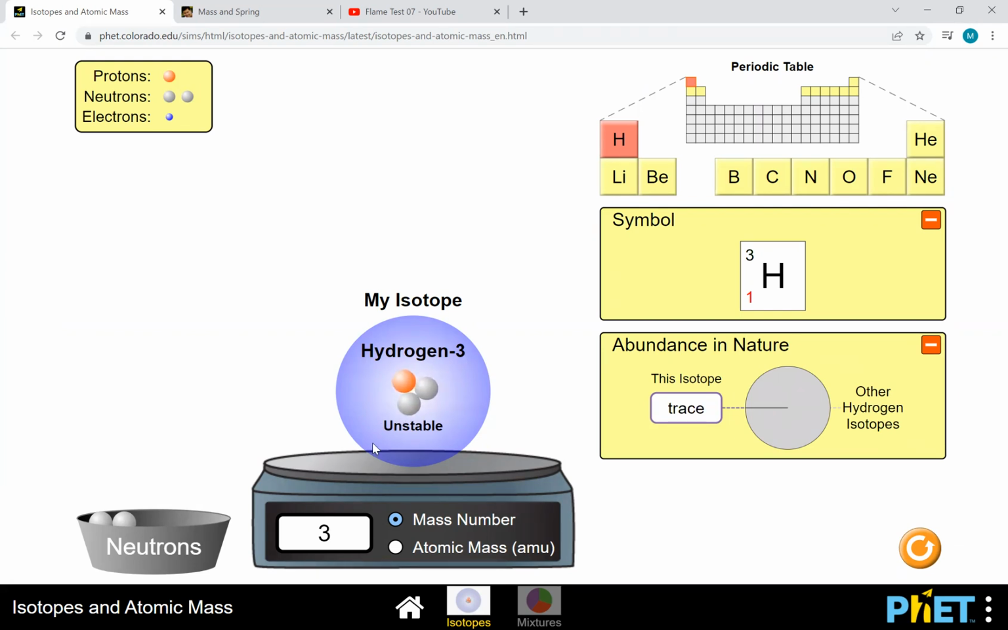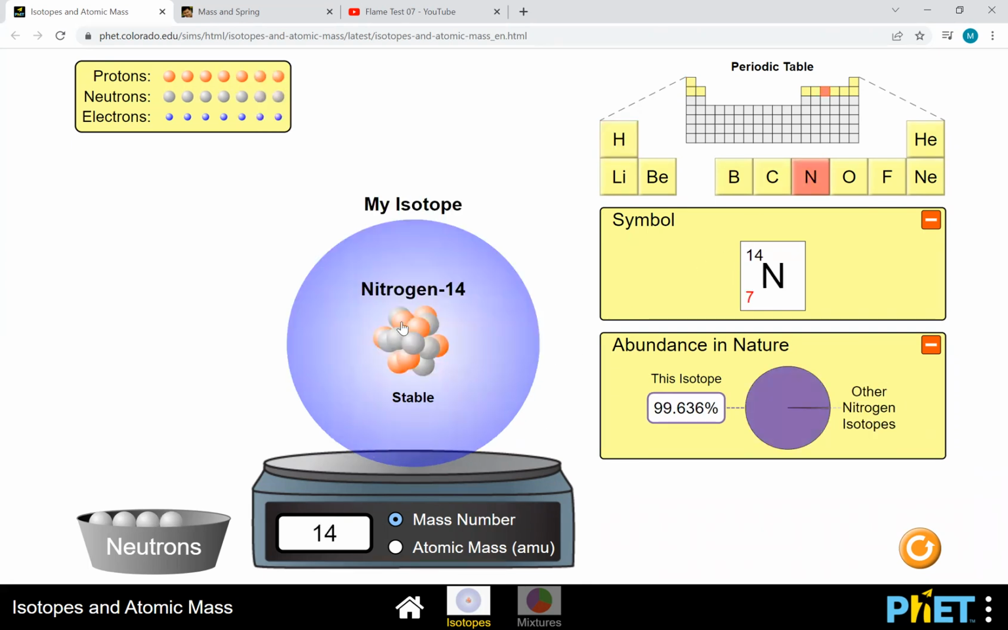Now, it's been theorized that the neutrons are there to provide stability for the atom. The more protons there are, the more neutrons are needed to maintain the stability. But if there isn't the right ratio, then the atom becomes unstable.